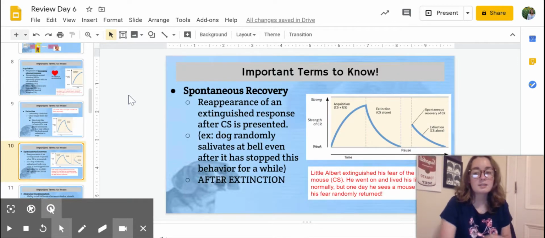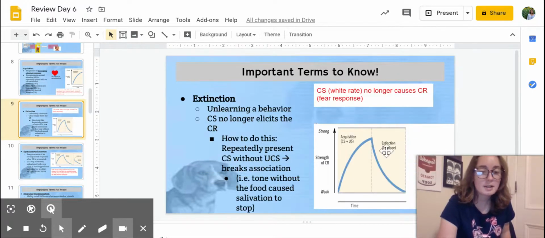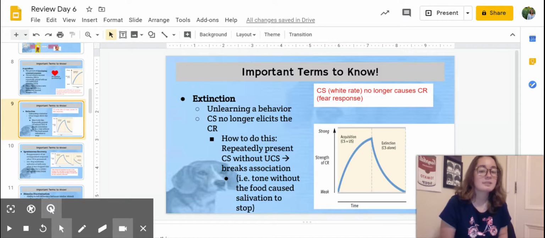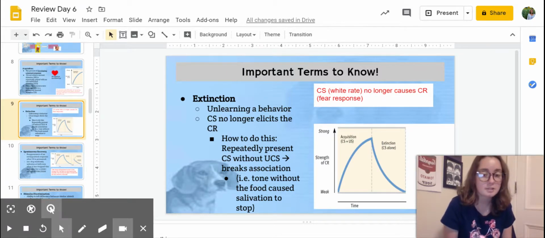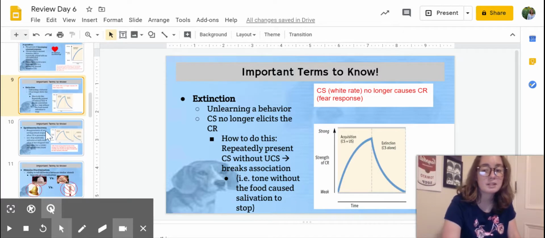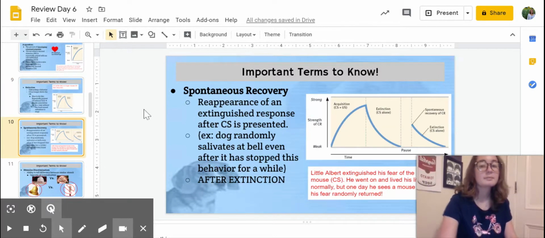So once extinction has occurred, if you're Little Albert, you're no longer going to have the fear response as a result of the white rat. Or if you're the dogs, you're no longer going to be salivating at the sound of a bell or a tone. So there's no connection anymore. You completely unlearn that behavior.